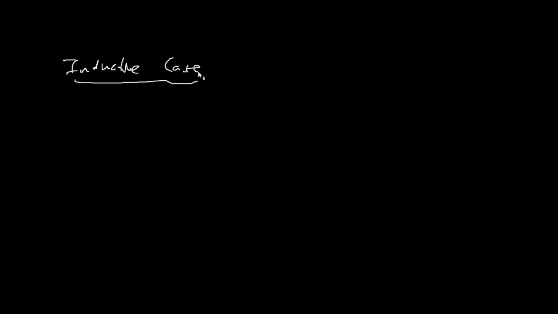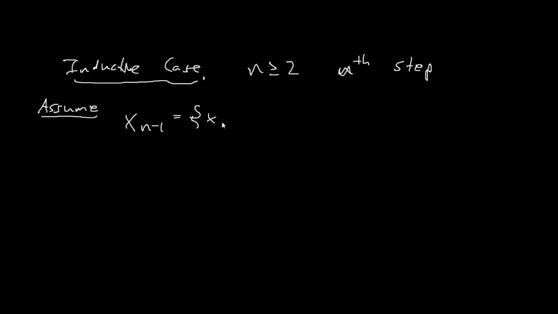Let's see. So in the inductive case, first let's assume n is greater than or equal to 2, and we're going to describe the nth step of our construction as follows. First, we need to define our inductive hypothesis. Let's assume we're given X_{n-1} with elements labeled x_{n-1,0}, x_{n-1,1}, all the way up to x_{n-1,2^{n-1}}.